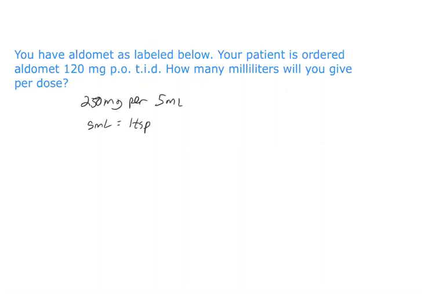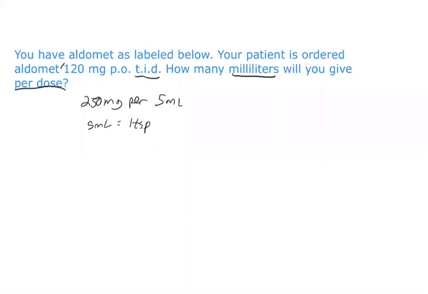So again, setting up a problem like this, well, first of all, it tells you to calculate milliliters per dose, okay? If it wanted per day, then you would need to keep in mind that you're administering this 3 times a day, okay? But since we're not worried about per day, we're just worried about per dose, we just worry about right now.